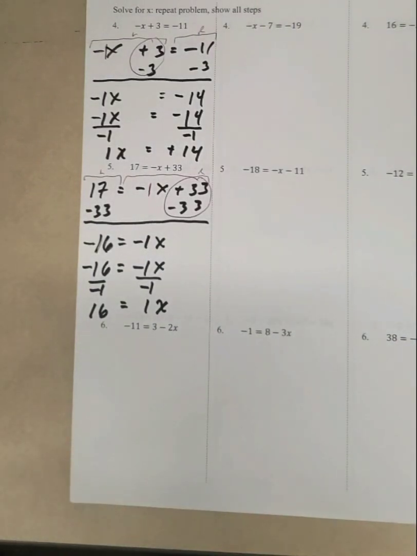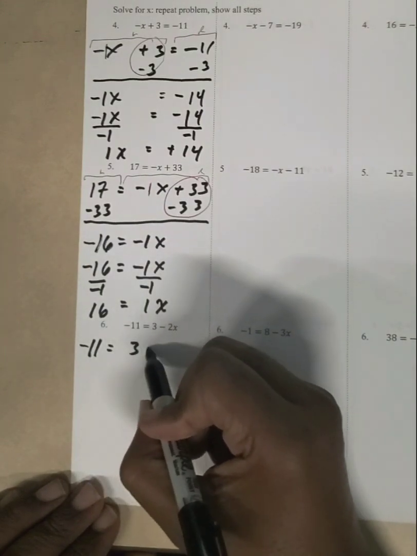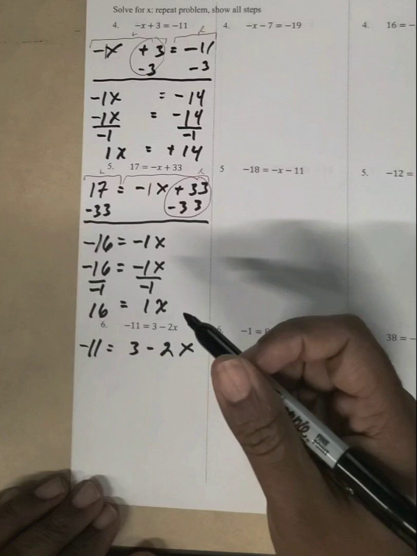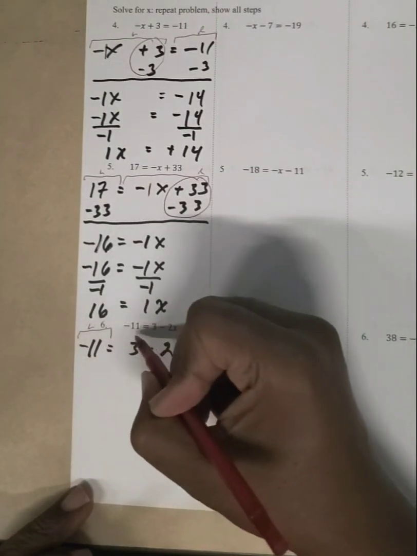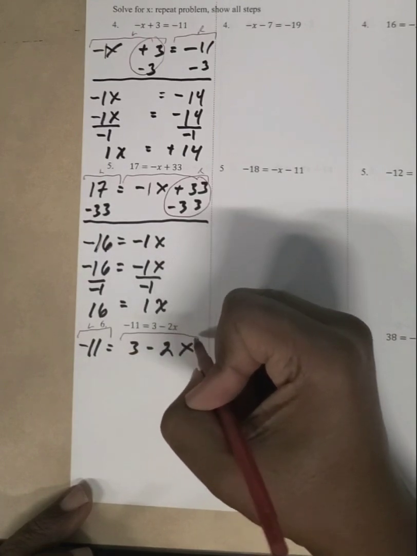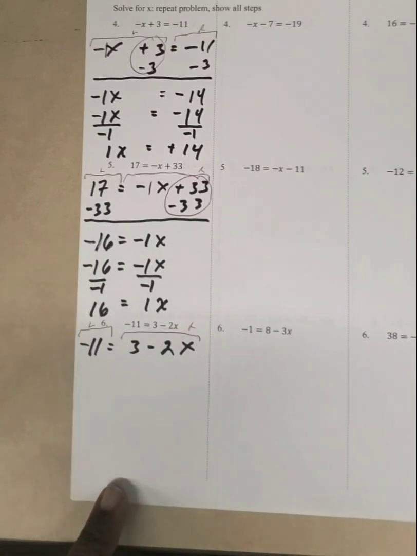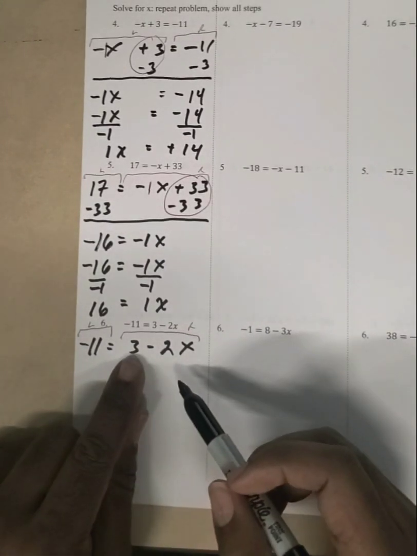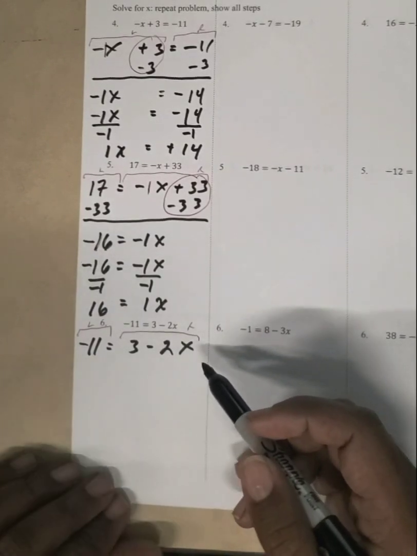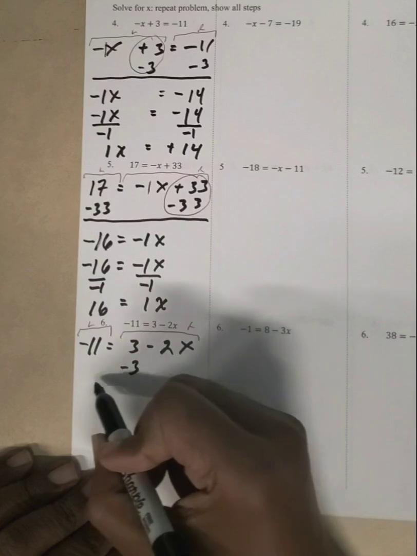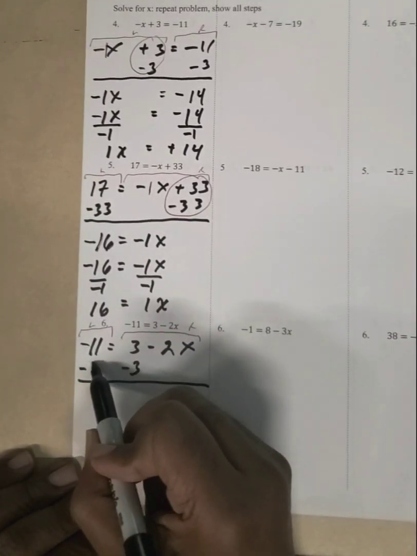So x equals 16. Our last problem, we have negative 11 equals 3 minus 2x. Okay, the negative 11 is the left side of the problem, whereas the 3 minus 2x is the right side. The x is on the right side, so this is going to be a right side problem. This is an adding 3, and this is a multiplying negative 2. We're going to get rid of the adding 3 first by using a subtracting 3, and that's going to remove it. And what we do on the right side, we'll also put another negative 3 on the left side.